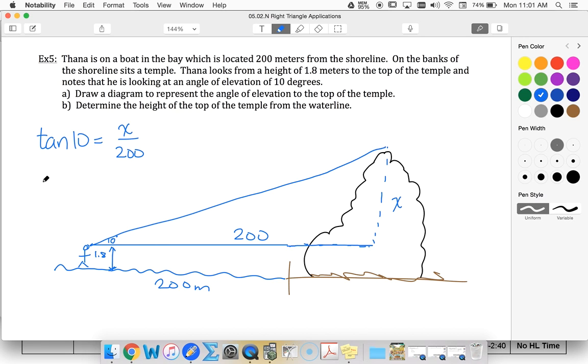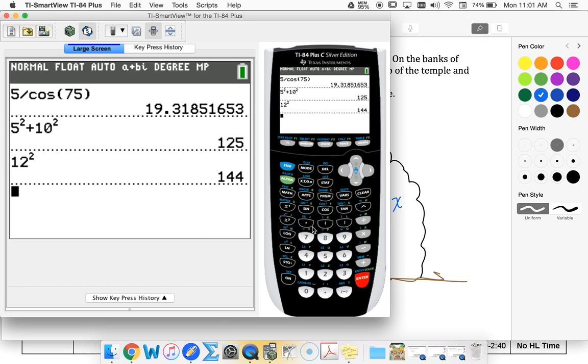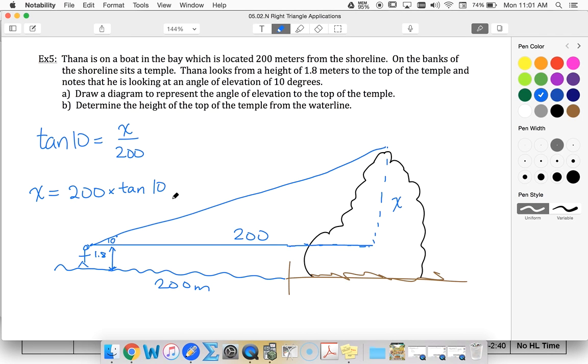So I'm gonna multiply both sides by 200. 200 times tan of 10. That's gonna give me the height from my eyeballs up. So 200 times tan of 10, and I get 35.3 approximately, dot, dot, dot. So my total height is my x plus the 1.8 meters.